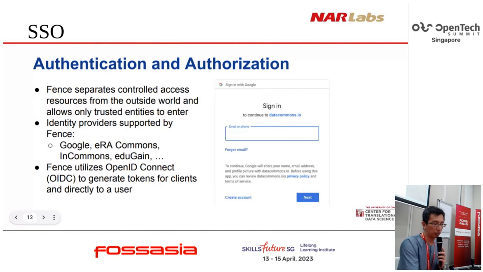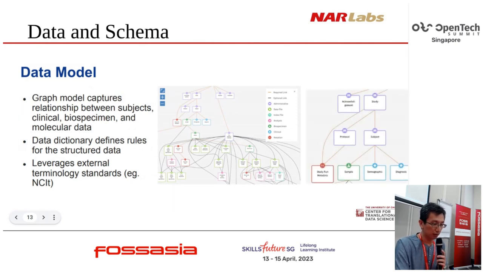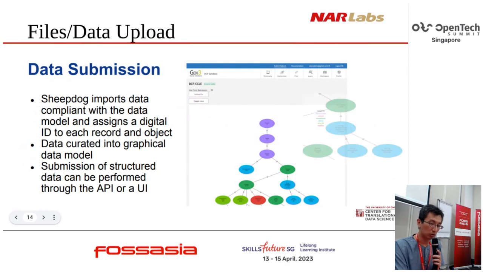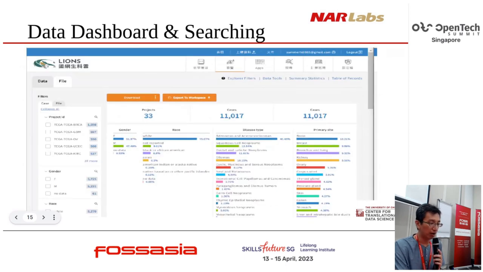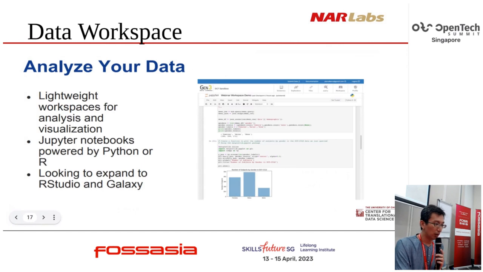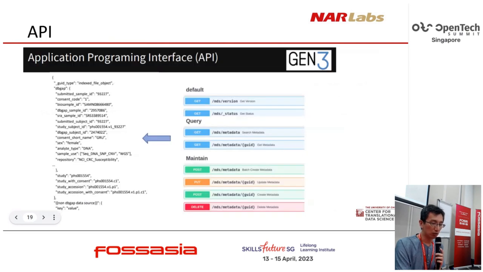Okay, this is a very short demo video. You can find it on YouTube. I will very quickly go through these features in the slide. For example, Gen3 supports SSO. You can design your data and data schema in the Gen3 system, so you can own your data models. Users can use file and data upload to do the data submission into the Gen3 platform. It provides a data dashboard and sharing by data filtering, so it will be easier to index the data for what the user wants to do. It also provides a workspace to analyze your data. It also provides the API and key to support users of the RESTful API on the Gen3 platform.